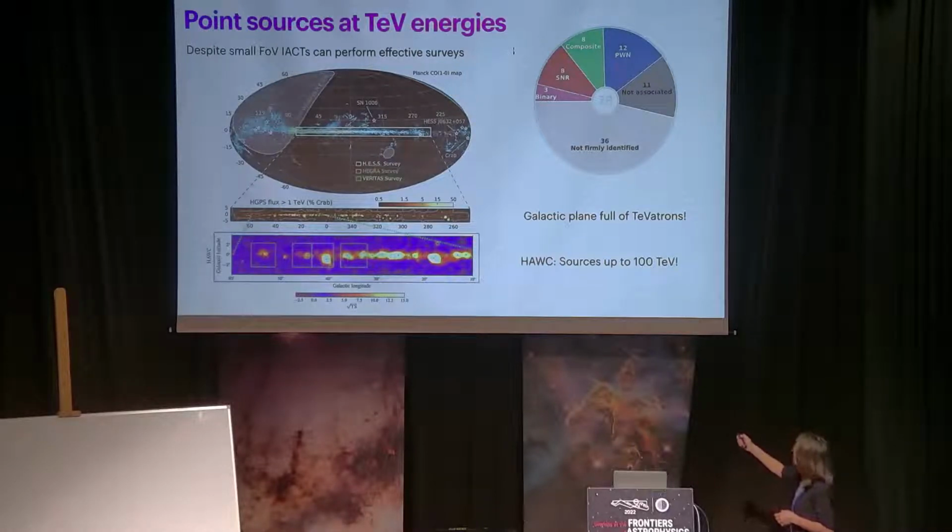If you consider the contribution of different source classes to these catalogs for HESS, about 40 of them out of 80 are non-identified, so they still lack association. Most of them are supernova remnants and pulsar wind nebulae.